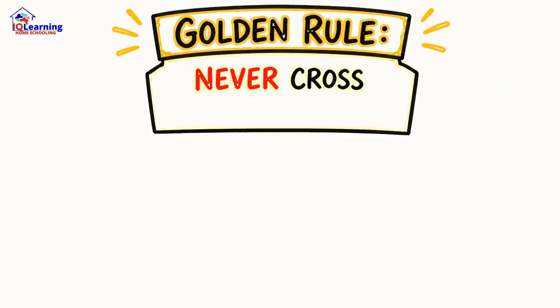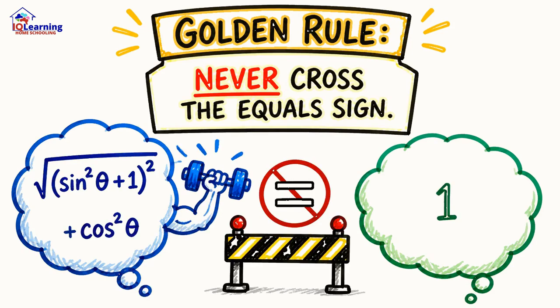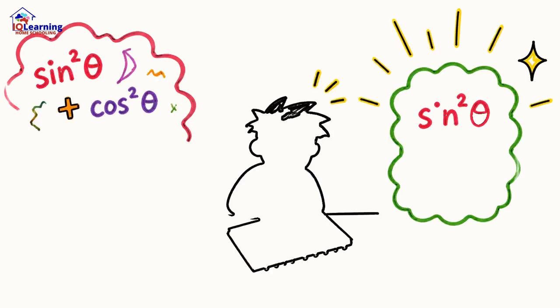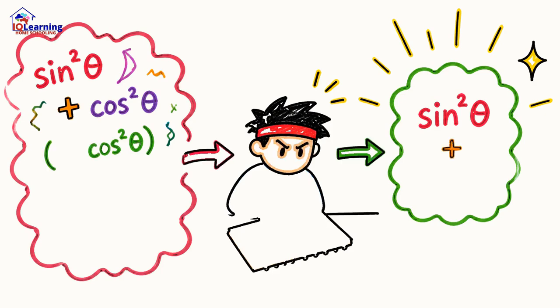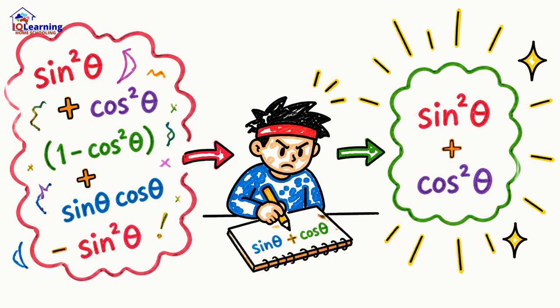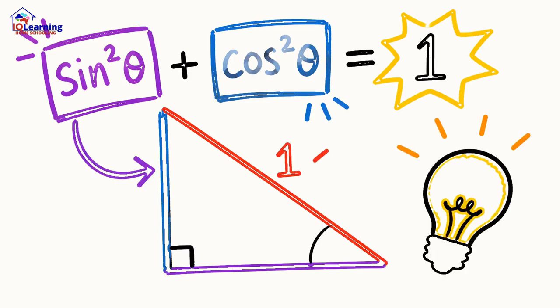So how do you use these to prove something? The golden rule: never cross the equal sign. You pick one side, usually the more complicated one, and you work on it alone until it looks exactly like the other side. Your main tactics: turn everything you see into its sine and cosine form. And if you spot a square term, it's a massive clue to use the Pythagorean identity.